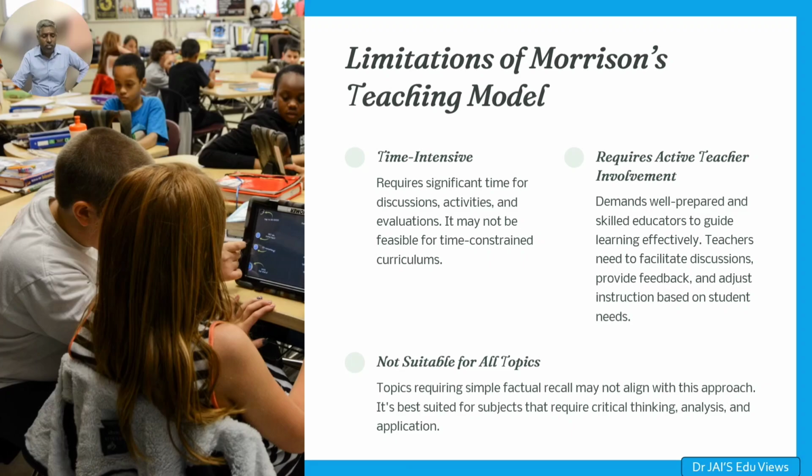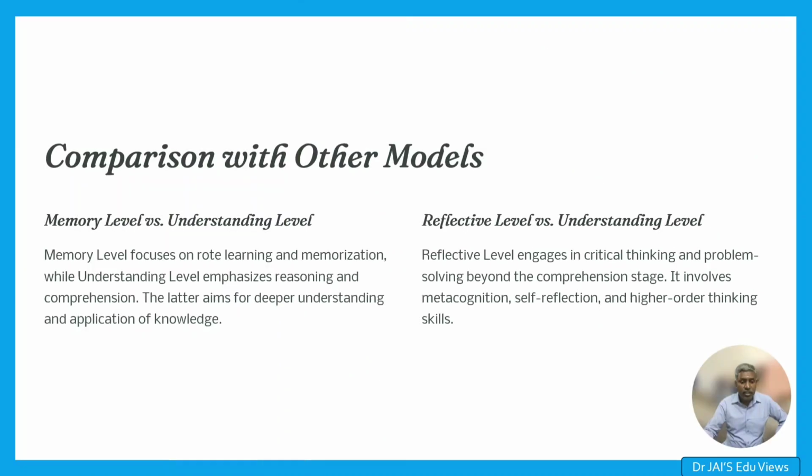In the same way, the reflective level and the understanding level. The reflective level engages in critical thinking and problem solving beyond the comprehension stage. We have to give metacognition, learning of learning, which can be positive in the reflective level and for higher-order thinking skills. So these are some of the important points of the Morrison model of teaching, and how we have to prepare our lesson plan with these Morrison-based ideas, and how it should be incorporated with our teaching to provide a better learning situation among our children.